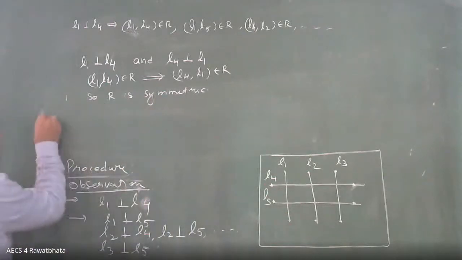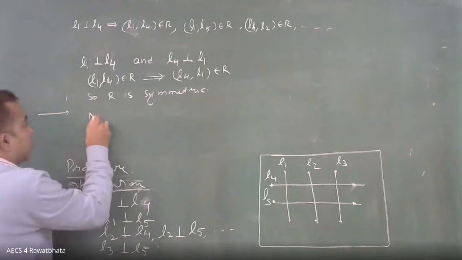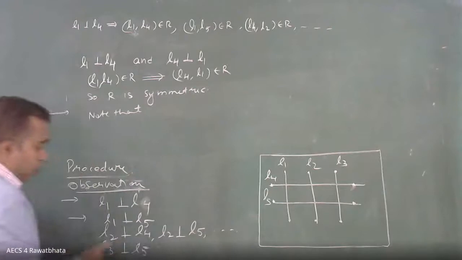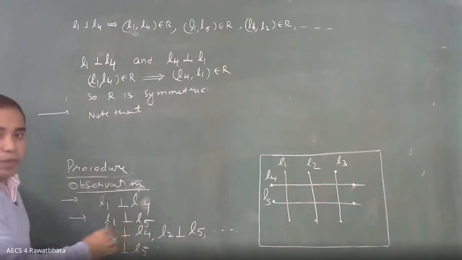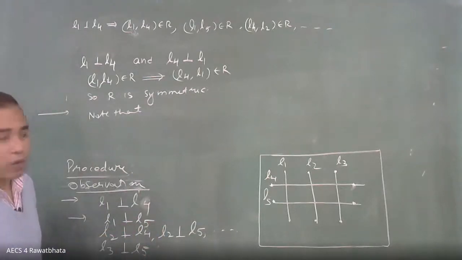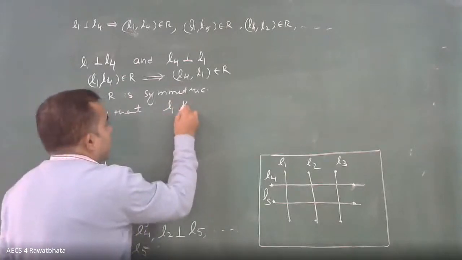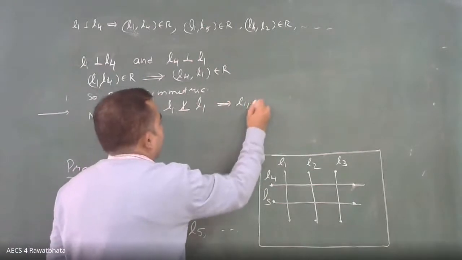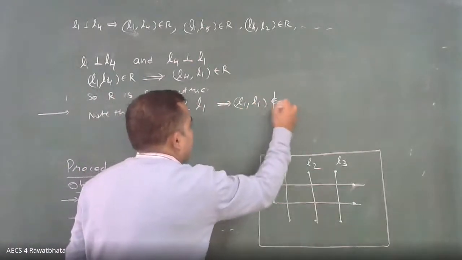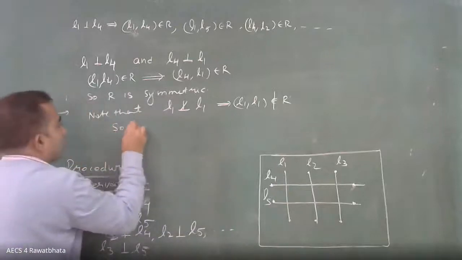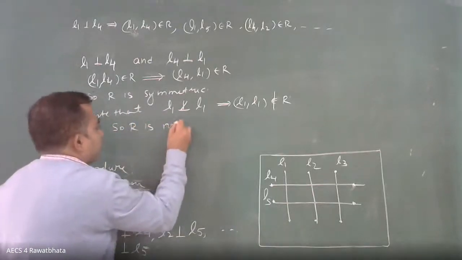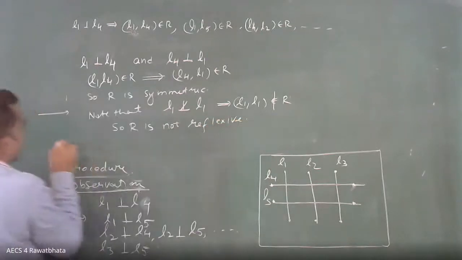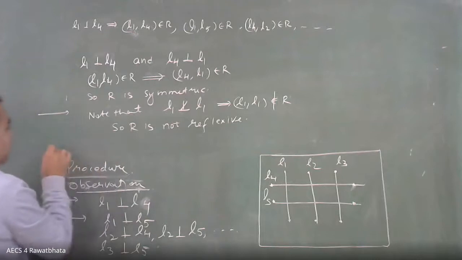So you have to write now that, note that इस पूरे रिलेशन में जितने भी आप परपेंडिकुलरिटी ऑब्जर्वेशंस आप लिखेंगे, वहां पे कभी भी नहीं आएगा कि L1 इज परपेंडिकुलर टू L1. तो L1 इज परपेंडिकुलर टू L1, मैंने उसको कट कर दिया, इज नॉट परपेंडिकुलर टू L1, implies L1 will never be in R. So R is not reflexive. Okay, and one more example if you want, you can write.